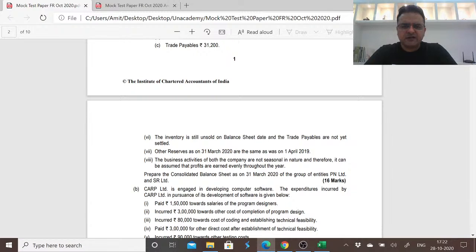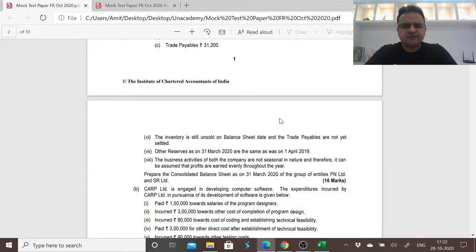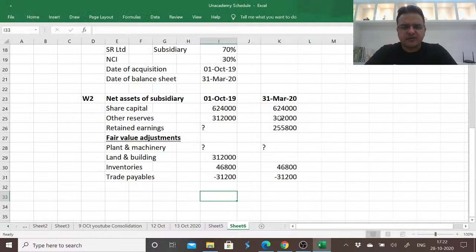Other reserves as on March are the same as was on 1st April 2019. So the other reserves which are presented on the date of balance sheet at 312,000 were the same on the date of acquisition as well, 312,000. For land and building, since there is no information, we will assume there is no depreciation on it. So 312,000 is the value of land and building. What is yet to be calculated is the retained earnings position on the date of acquisition, and we need to know the plant and machinery position.